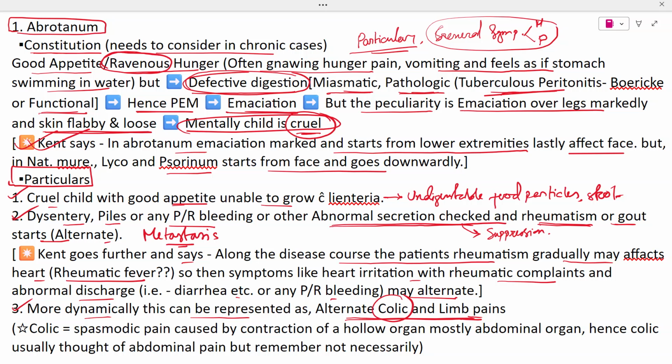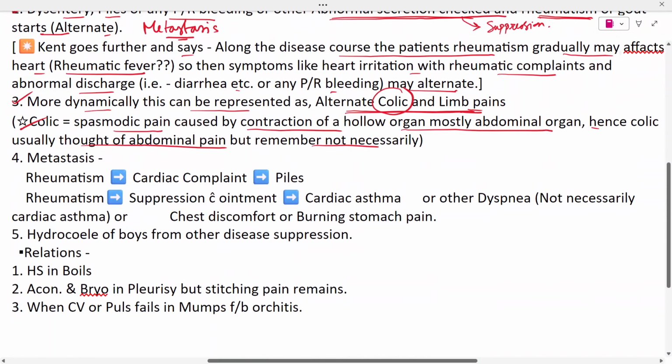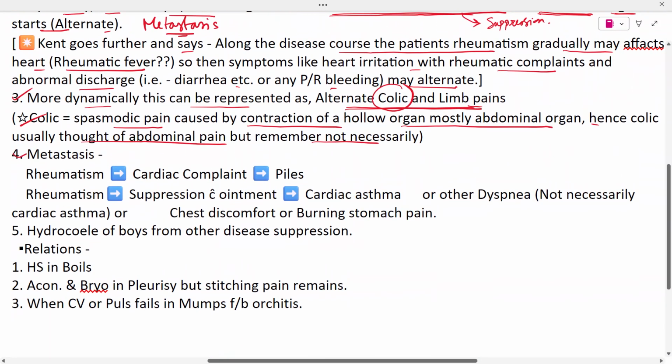Okay. As we all know, colic is a spasmodic pain caused by contractions of a hollow organ, mostly an abdominal organ. Hence colic is usually thought of as abdominal pain, but remember, not necessarily. So colic means any abdominal discomfort, or any hollow organ pain. Next, we come to the important point, that is metastasis.